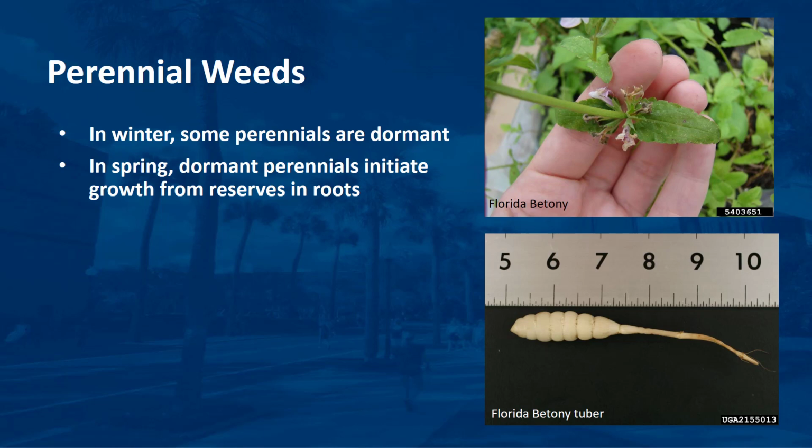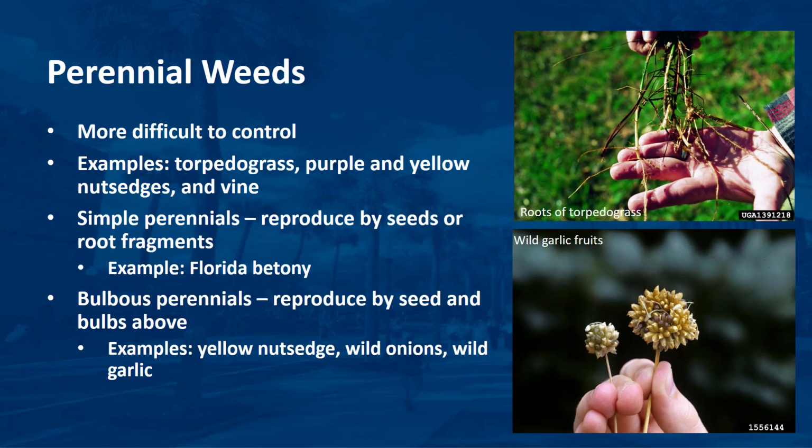Florida betony is an example of a perennial that does not start growing in the spring. This weed emerges in the fall, grows during the winter, and enters dormancy during the summer. The shape of its tubers gives Florida betony the common name rattlesnake weed. Perennial weeds are the most difficult to control. This is because they reproduce by both seed and underground vegetative structures. The underground structures are difficult to control because they are much more resilient than seedlings. Examples include torpedo grass, purple and yellow nutsedges, and vines such as the greenbrier.